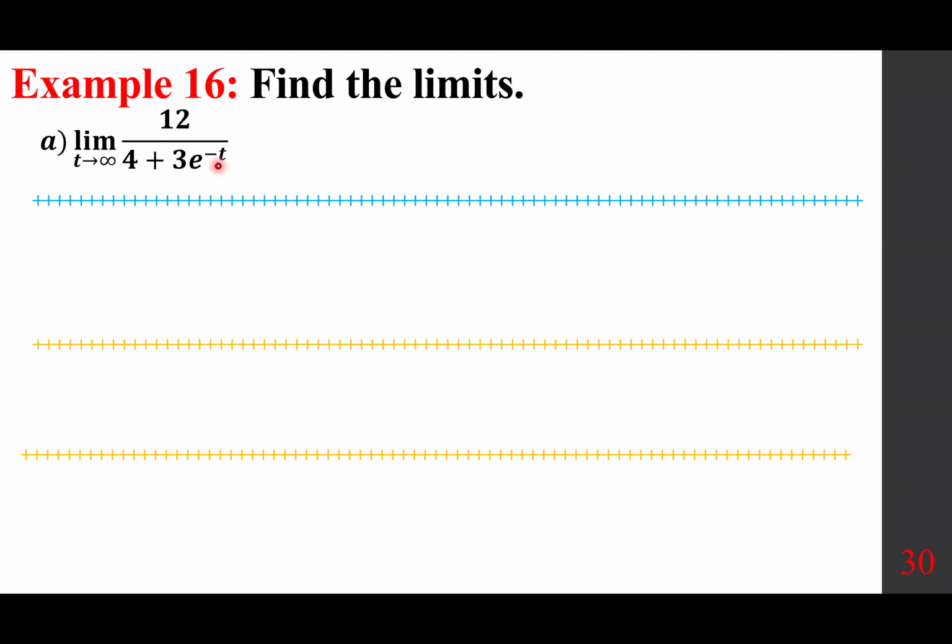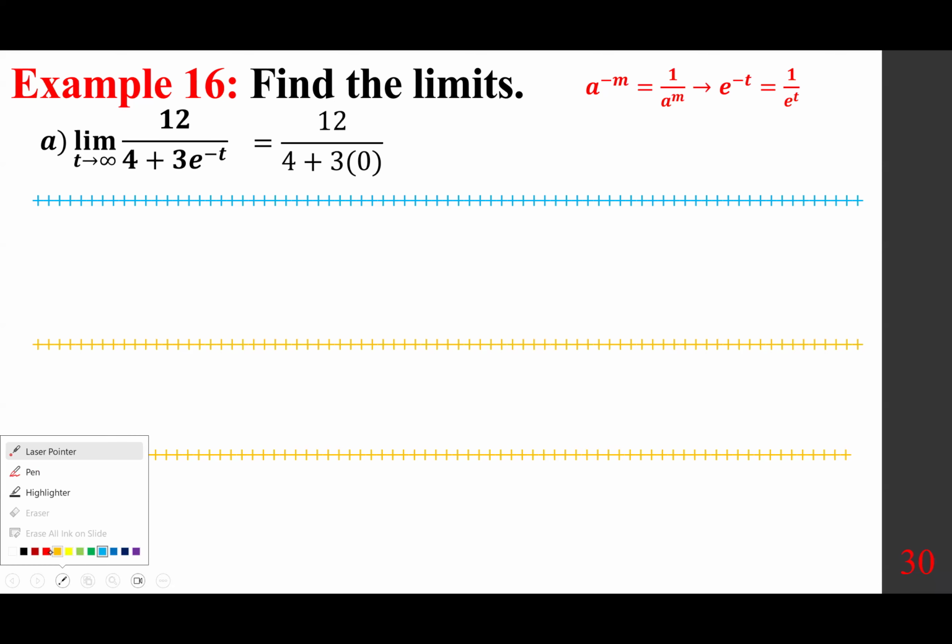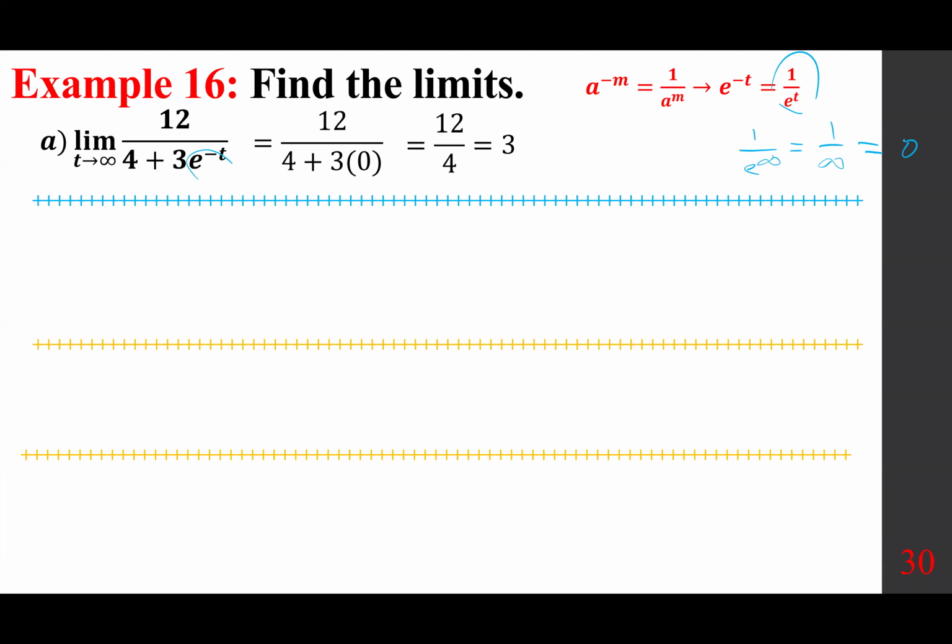We want to find the limit of 12 over 4 plus 3 to the power minus t as t approaches infinity. So basically you plug in and it becomes e to the power of minus infinity, which is 0. Why is that? The negative exponent rule indicates a to the power of minus m is 1 over a to the power of m. Therefore, e to the power of minus t is 1 over e to the power of t, right? So 1 over e to the power of infinity, which is 1 over infinity, which is 0. That's what happens, and the answer is 3.